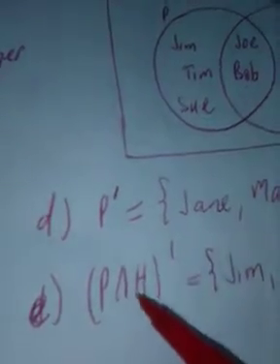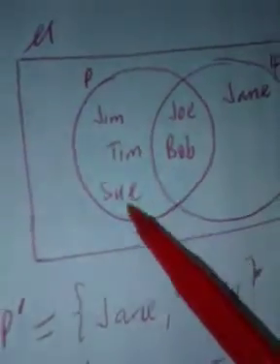P in the section H, all complemented. So not in P in the section H, so this is going to be P in the section H. Not in this would be Jim, Tim, Sue, Jane, and Mary. You see that? All those people right there.